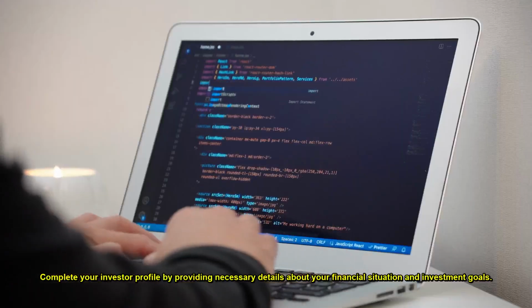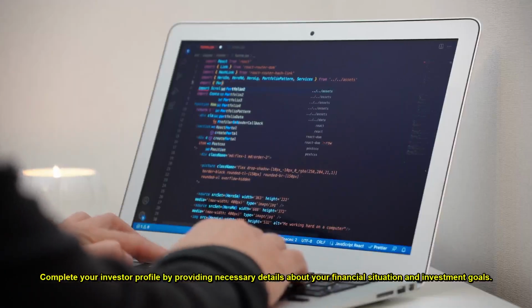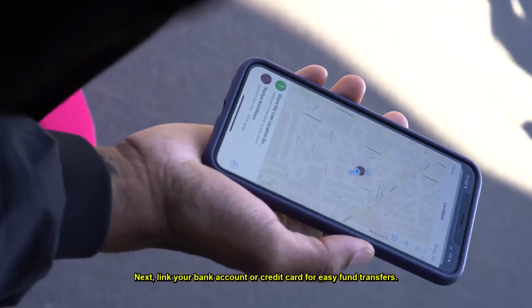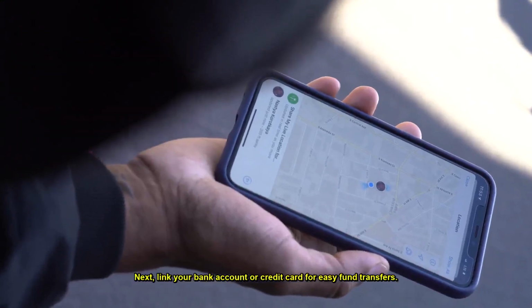Complete your investor profile by providing necessary details about your financial situation and investment goals. Next, link your bank account or credit card for easy fund transfers. Understand the different types of investment options available, such as stocks, bonds, and mutual funds. Choose an investment strategy that aligns with your risk tolerance and objectives.